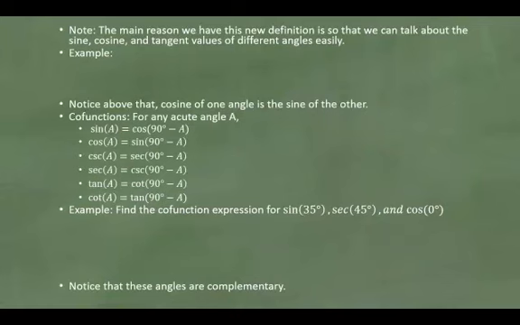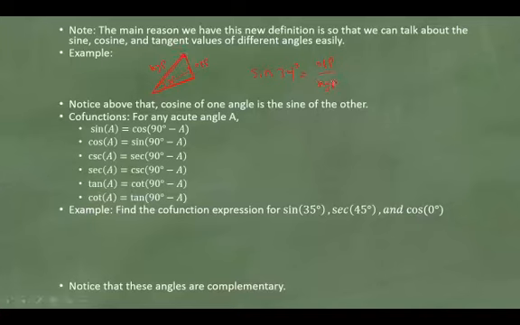The main reason we're going to have this new definition is so that we can talk about any sine, cosine, and tangent values of different angles, right? So even if we have a triangle that is not on the x and y axis, but if we have a triangle that looks like this and we know this angle is 34 degrees, we want to be able to talk about what sine of 34 is. We know it's the opposite side of this right here over the hypotenuse. Even if we don't know the x and y coordinates up here, even if it's not on the x and y axis.